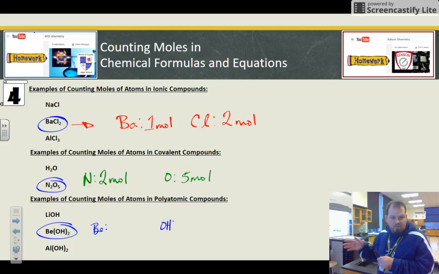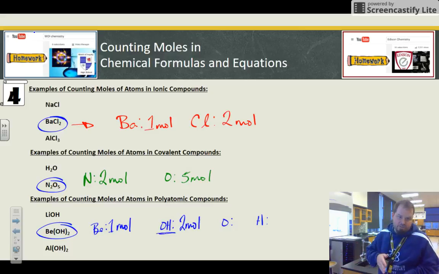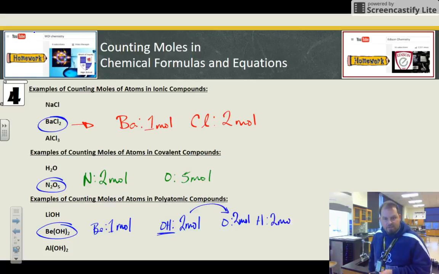Next one, now we get some subscripts, so this one's a little crazy. We are going to separate the O's and the H's out just so you can see how many of them there are. There is nothing behind the Be, so we're going to say 1. There is 2 moles of OH, which is hydroxide, and that means when I distribute, because there's 1 O and 1 H, there's 2 of each. 2 moles of oxygen, 2 moles of hydrogen.